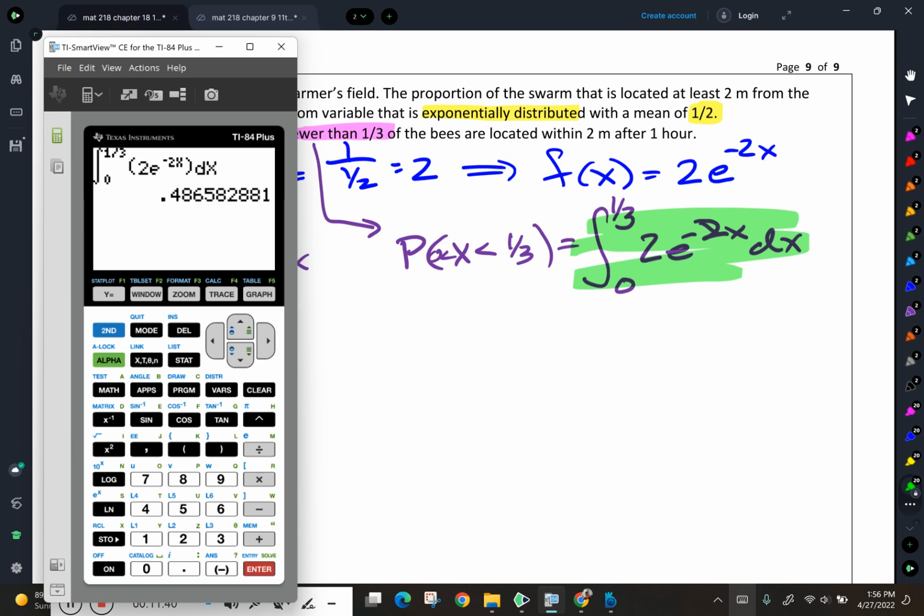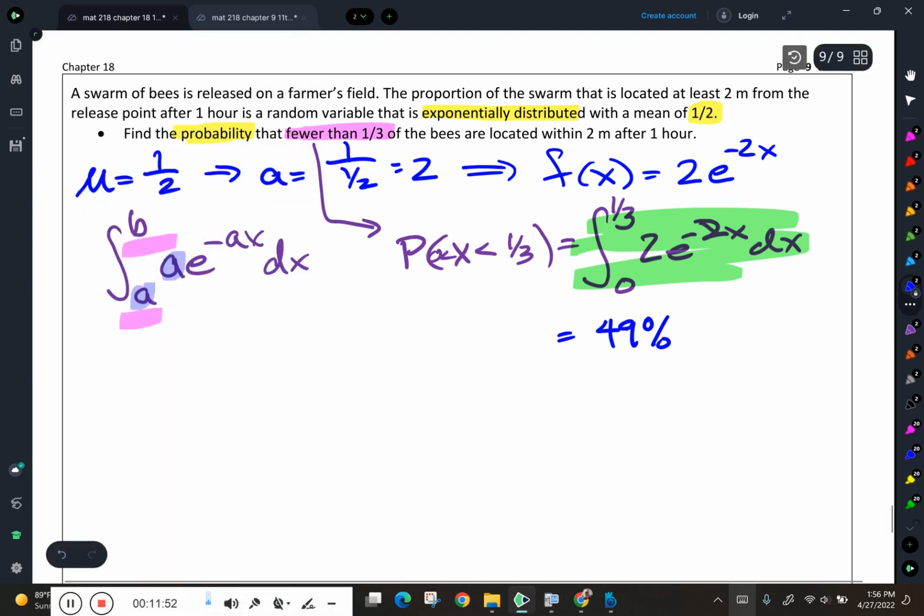And I get that there is about a 49%, 0.48658, round wherever they tell me to round it to, about a 49% chance that 1/3 or fewer of the bees are still within 2 meters 1 hour later. Right? So the bees are flying away. 49% chance that a third or fewer of them are left there.